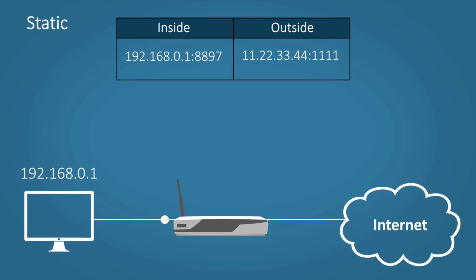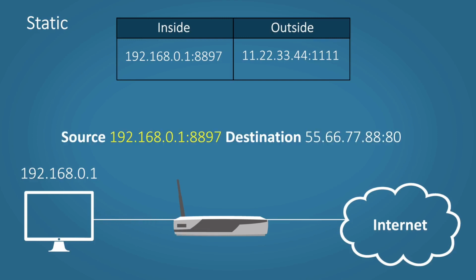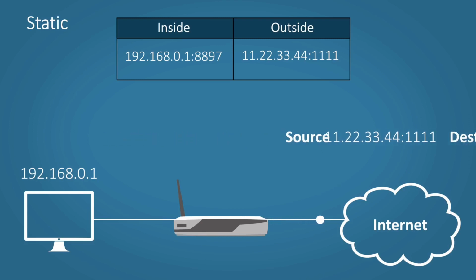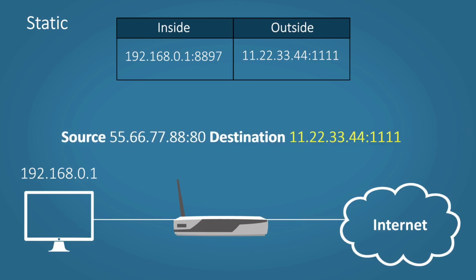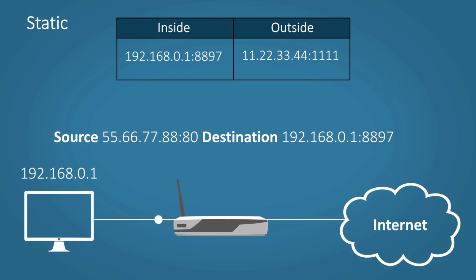When the data comes in, it checks the NAT table for the source address. When it finds a match, it swaps the address for the public address, and then sends it on its way. When the data comes back, it checks the destination address against the NAT table, swaps the public for the private address, and again sends it on its way.